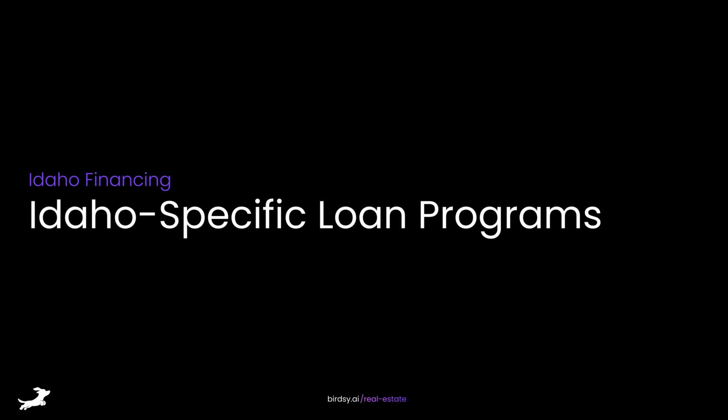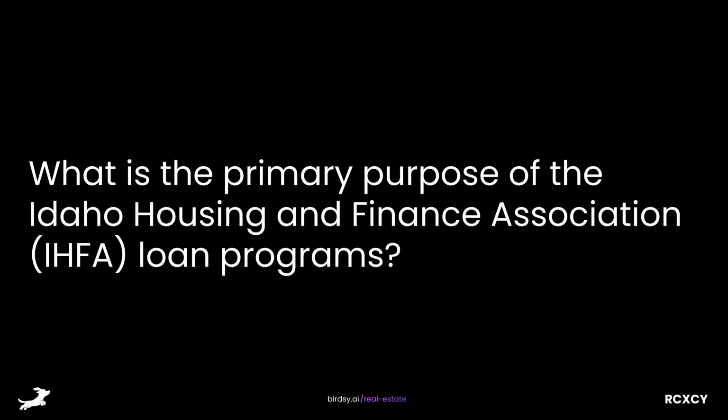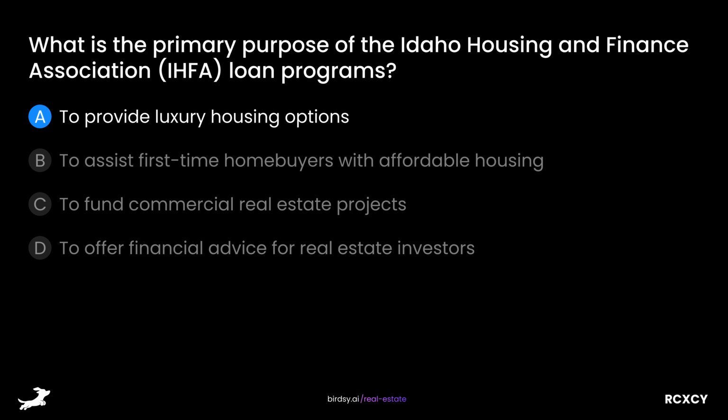Idaho-specific loan programs. What is the primary purpose of the Idaho Housing and Finance Association loan programs? Is it A. To provide luxury housing options? B. To assist first-time homebuyers with affordable housing? C. To fund commercial real estate projects? Or D. To offer financial advice for real estate investors? The answer is B. To assist first-time homebuyers with affordable housing.